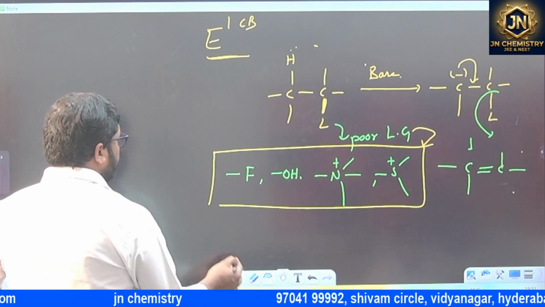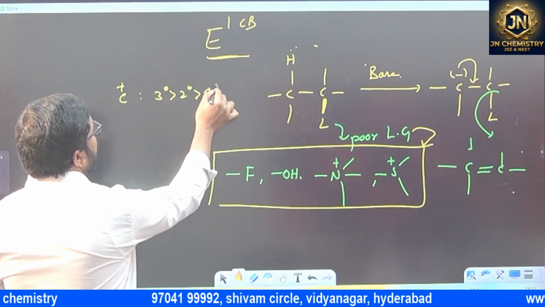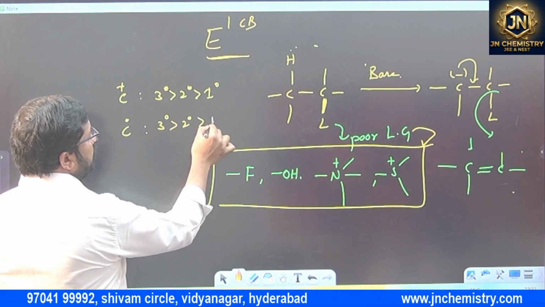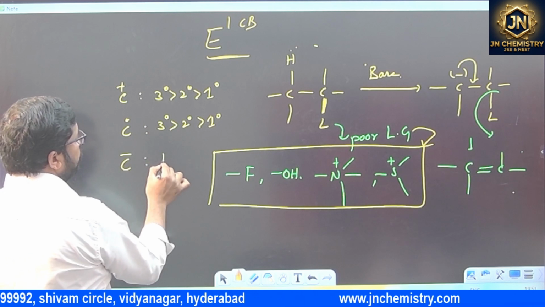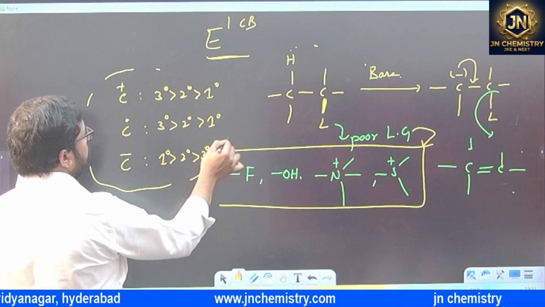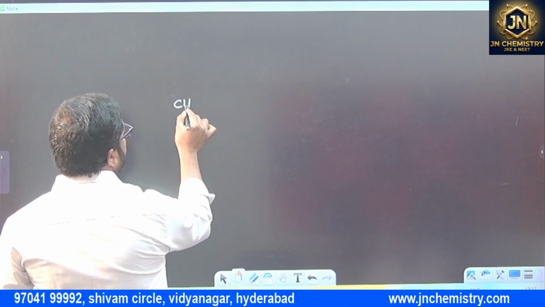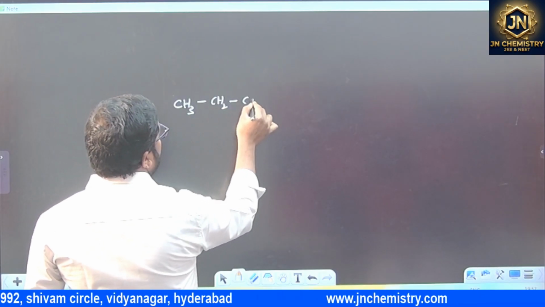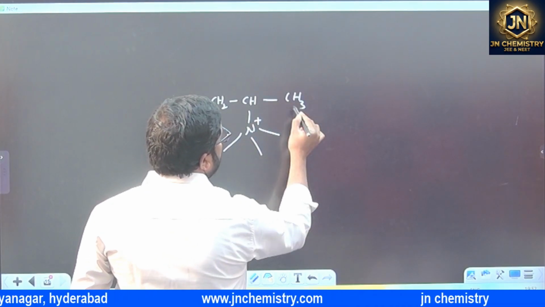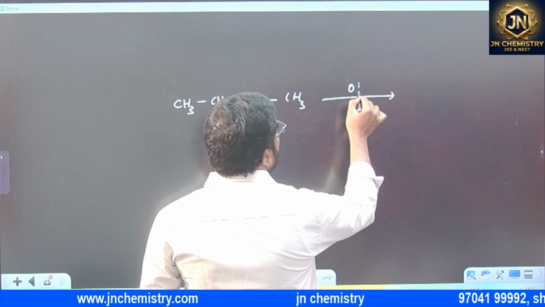We know that carbocation stability is 3 degree, 2 degree, 1 degree. Even carbon radical is also 3 degree, 2 degree, 1 degree. But carbanion is the opposite: 1 degree is greater than 2 degree, greater than 3 degree. Write it down. You always need to remember this. For example, write one example: CH3, CH2, CH. We are using a strong base, for example OH minus.